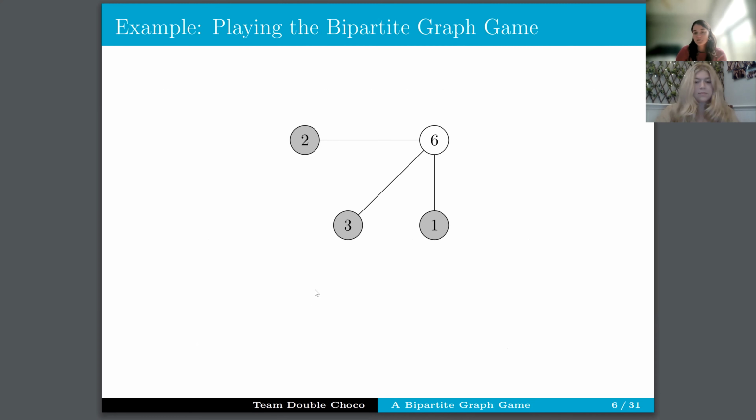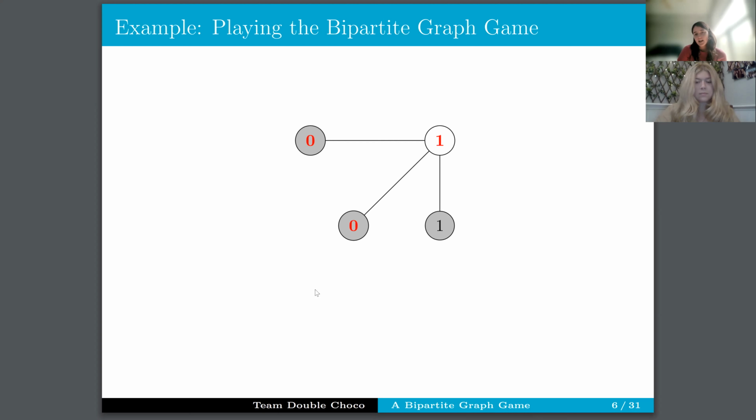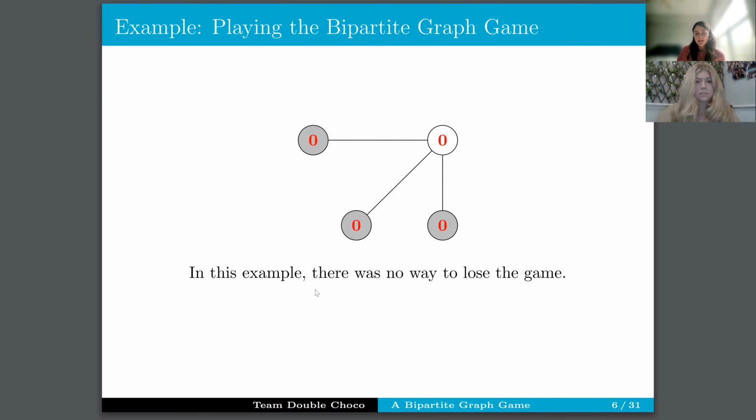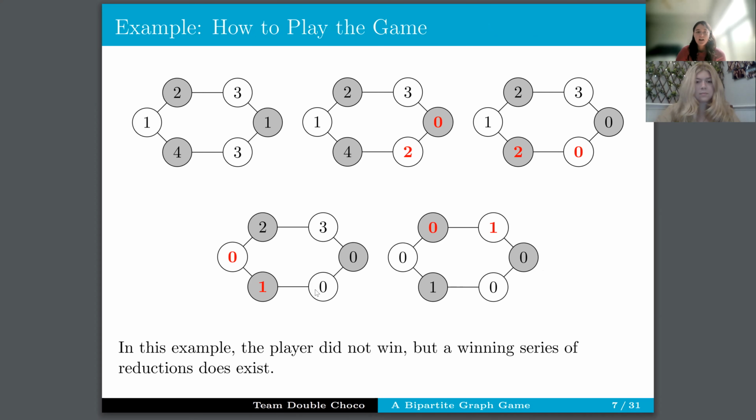So here's an example of playing the bipartite graph game. This is the graph from before. The first thing we're going to do is reduce the 2. And then we'll reduce the 3. And we'll end by reducing the 2 1s. In this example, there was no way to lose the game.